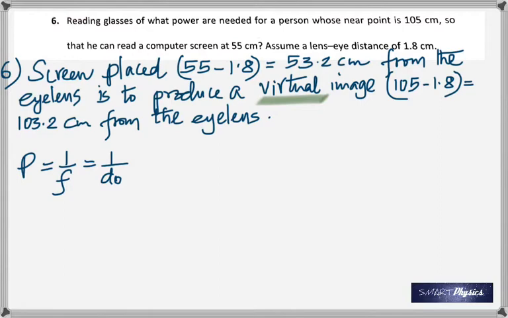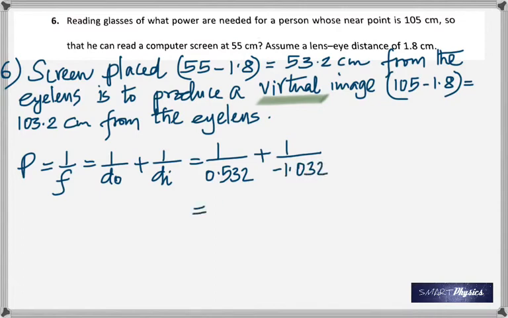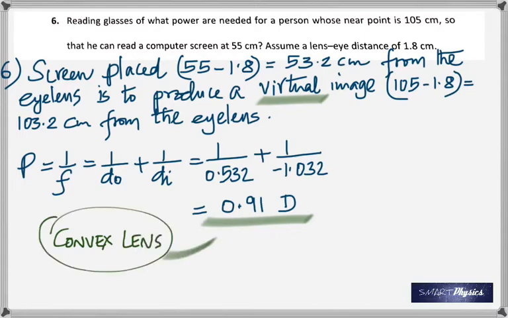Okay. Therefore, the power of the lens is 1 by focal length, given by the lens equation now. That's in meters. Now both of them are in meters. You get 0.91 diopter. So you see it's positive. That means it's a convex lens. So the person must wear a convex lens of power 0.91 diopter.